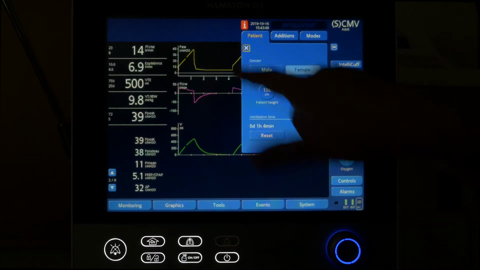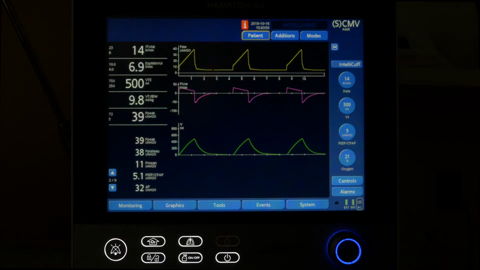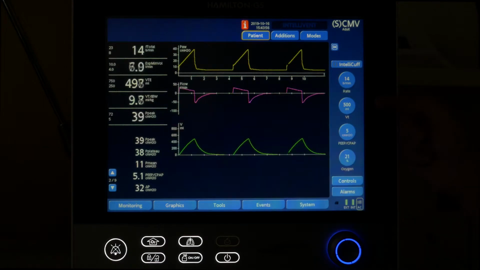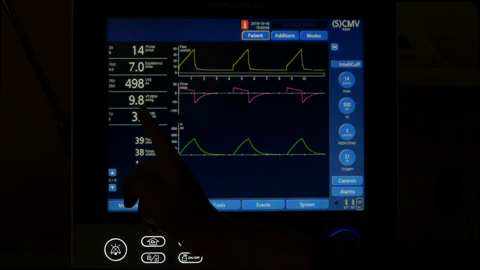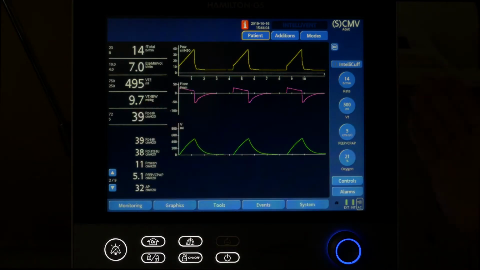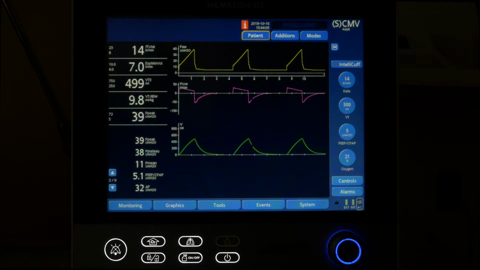You can see right now that the mils per kilogram of predicted body weight has gone up to almost 10, even though the tidal volume has not changed. Why? Because we previously had this set to a male patient who was 178 centimeters. In that patient, that was about 6.8 to 7 mils per kilogram. In a short woman like myself, you can see that this patient's getting way too high of a tidal volume.